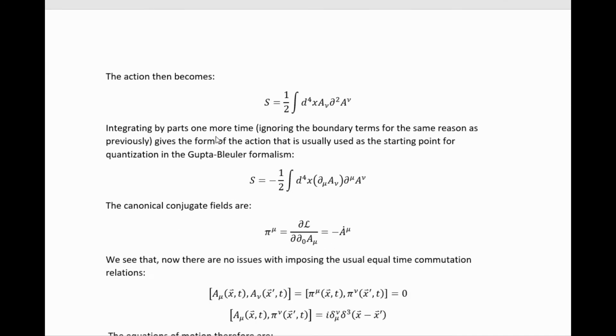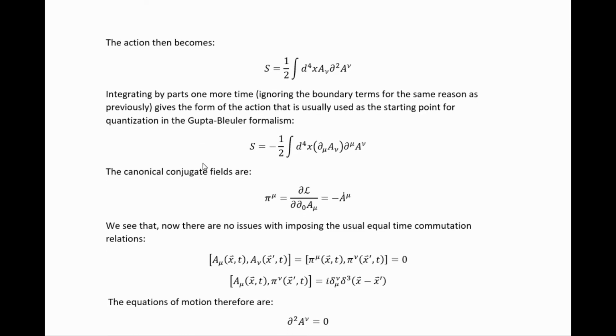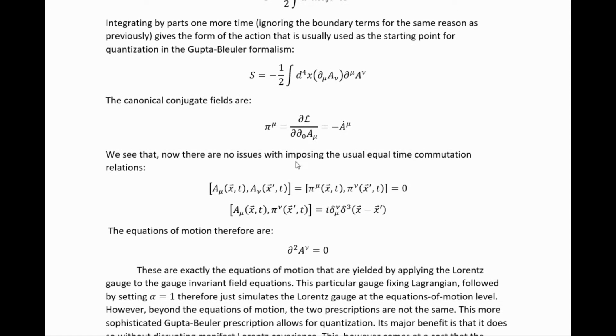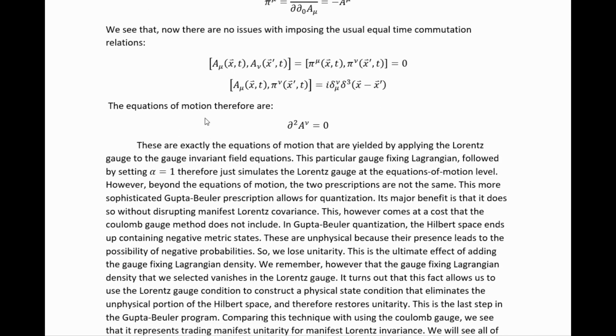We can integrate by parts one more time, ignoring the boundary terms for the same reason as previously, to get the form of the action that is usually used as the starting point for quantization in the Gupta-Bleuler formalism. The canonical conjugate fields simply work out to be this from that Lagrangian. We now see that there are no issues with imposing the usual equal time commutation relations, which are just these, and the reason is because that pi 0 is now no longer 0. The equations of motion, therefore, are simply this.